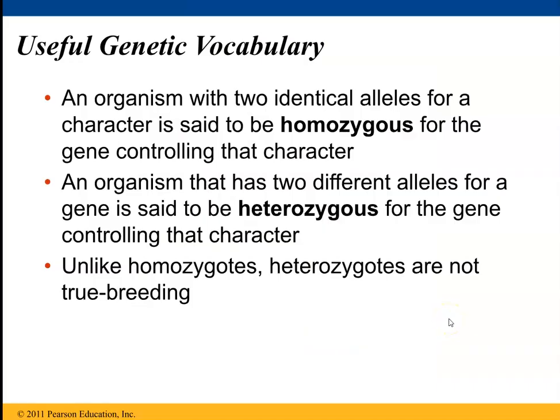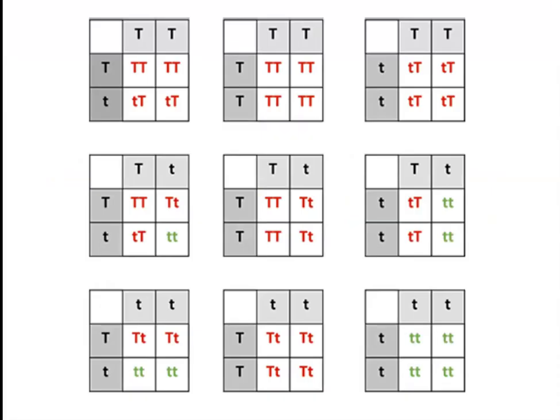So let's go over some of these terms that I just used. Homozygous means both alleles are the same. Whether it's dominant or recessive, if both alleles are the same, we call that homozygous. Heterozygous means that the 2 alleles are different. One will be dominant and the other recessive. Homozygous are true breeding, but heterozygous are not true breeding. Okay? So all of your possible Punnett squares are listed here.